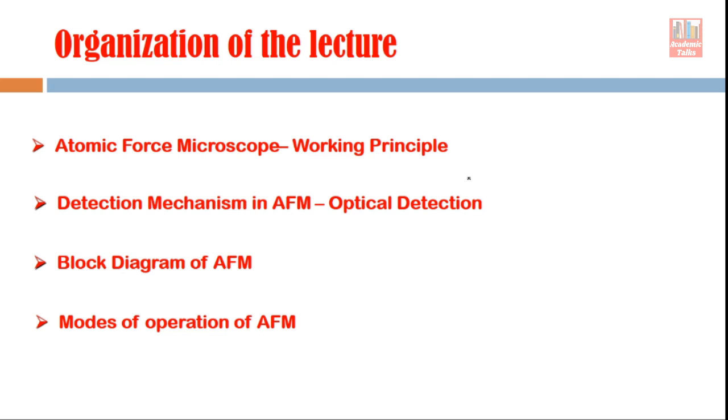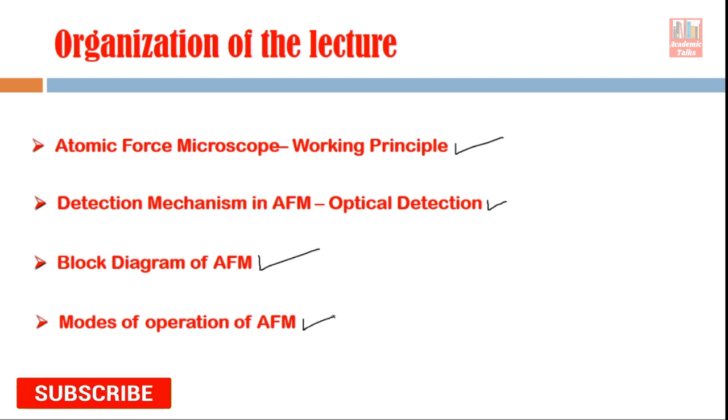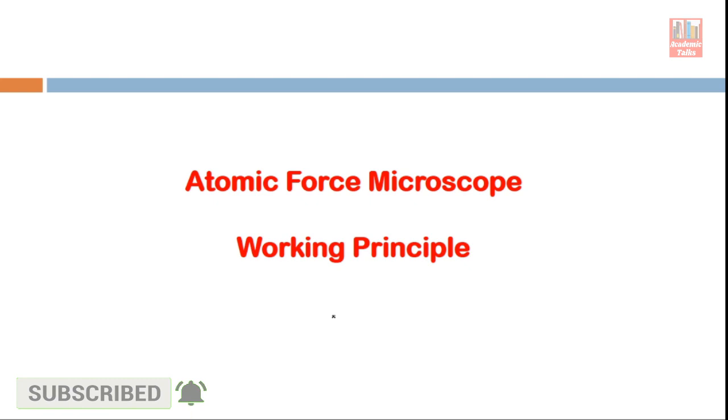The lecture is organized like this. In the beginning, we will talk about the working principle of AFM. Then the detection mechanism in AFM. You know that van der Waals interactions take place between tip and sample surface. We need to detect those interactions, and for that purpose we will use the optical method. So the optical method will be utilized to detect the van der Waals interactions, meaning how strong the interactions are. And then we will talk about the block diagram of the AFM instrument. We will also study the various modes of operation of AFM. So first, let's talk about the working principle.